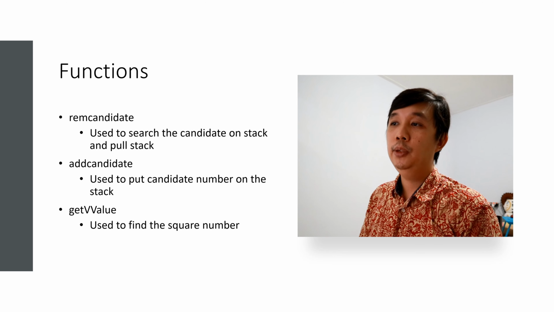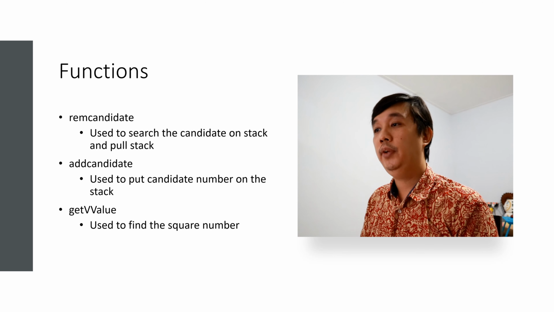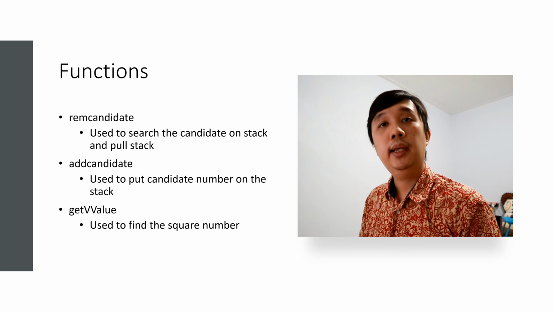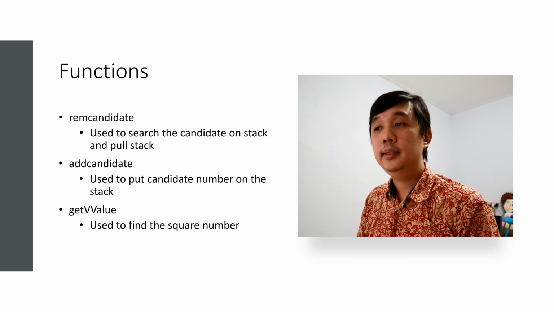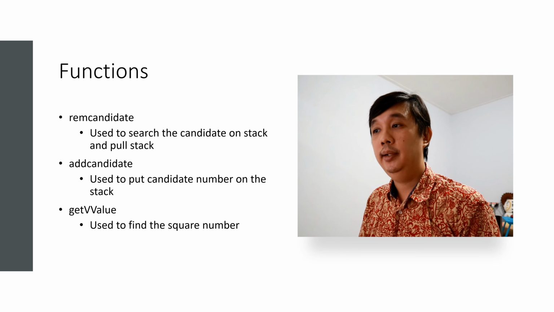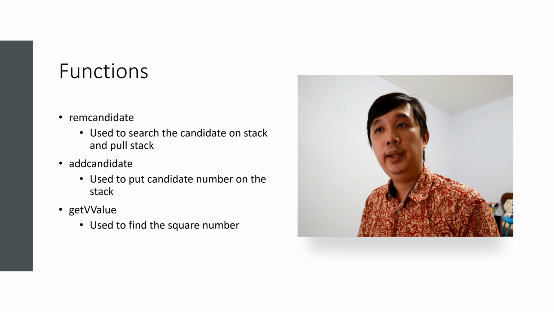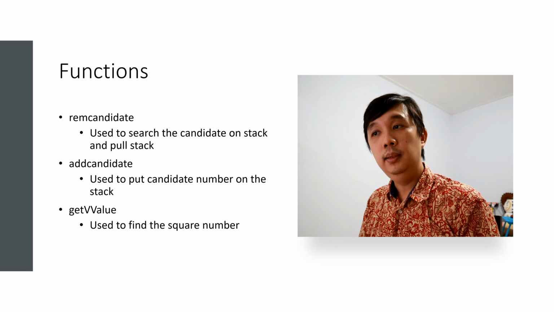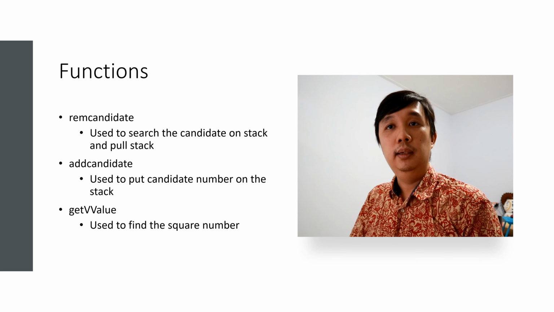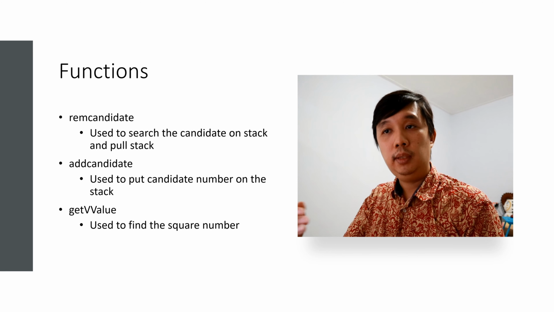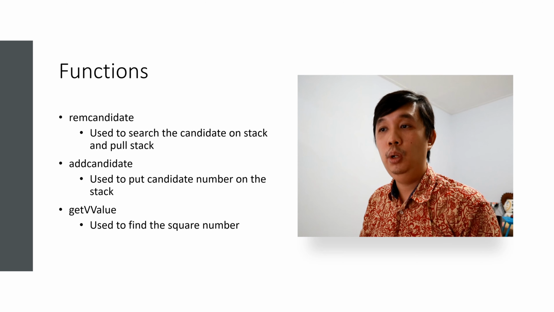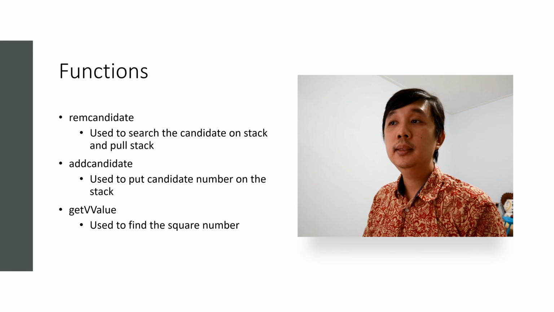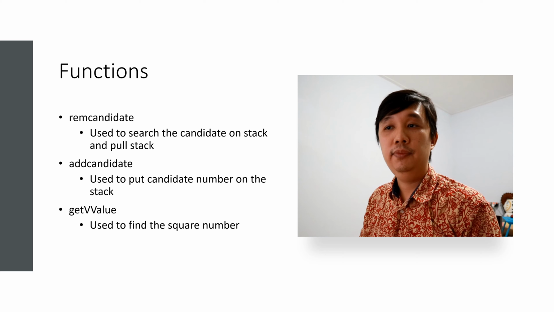And then I will explain the functions. For example, the first function is remove candidate. It is used to search the candidate on the stack. You know, the stack that I talked about before, data RC and I. For example, I will remove candidate number 1. It will delete candidate number 1 and pull the stack, so candidate number 2 becomes number 1, number 3 becomes number 2. This one's complexity is O(9), but yeah, it's not very fast.